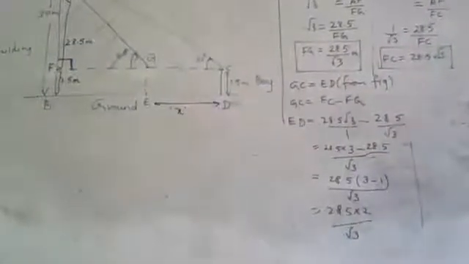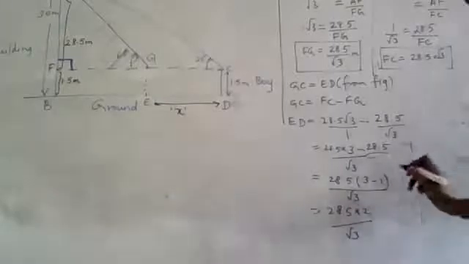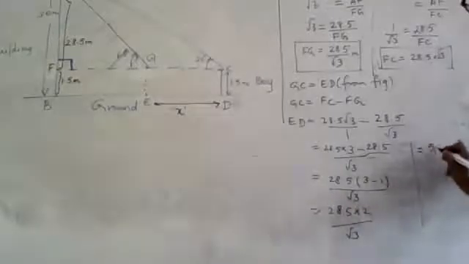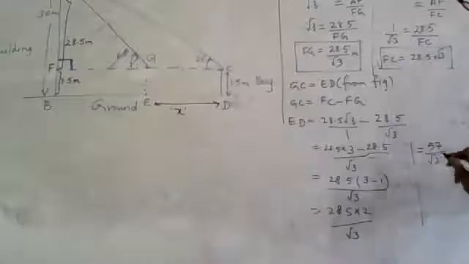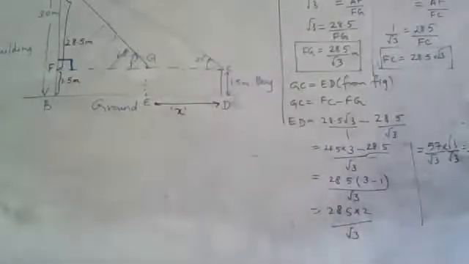I think it's visible. So I get 28.5 into 2, that is 57 divided by root 3. Shall I leave it like this? No, ma'am, we should rationalize, because there is an irrational. So multiply with root 3 and divide with root 3. That will become 57 root 3 divided by 3.